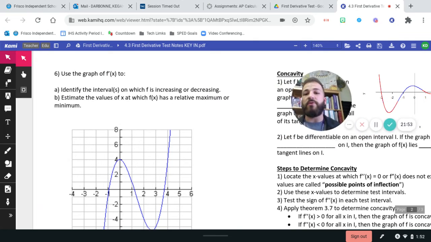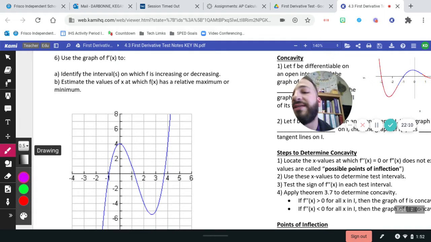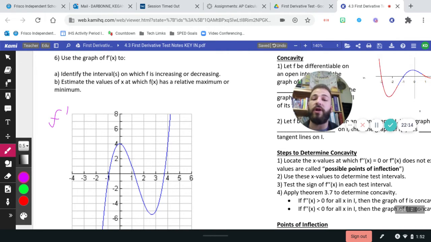Okay, so number 6, we want to use the graph of f prime to identify the intervals on which f is increasing or decreasing and estimate the values of x at which f of x has a relative maximum or minimum. Okay, so I have given you the graph of f prime in number 6. So if this is f prime, we're going to use this information to tell when f is increasing or decreasing.